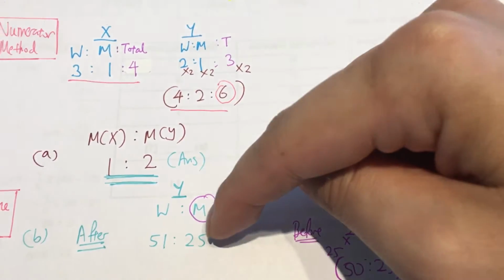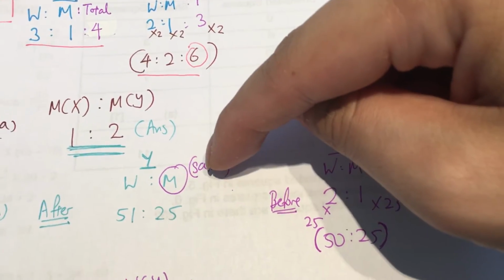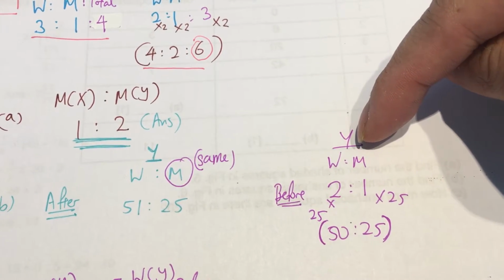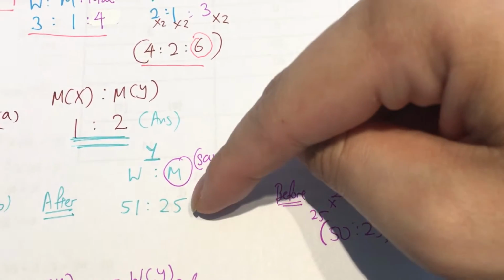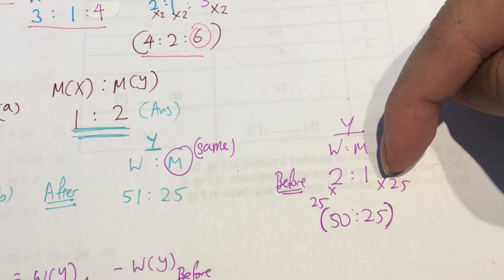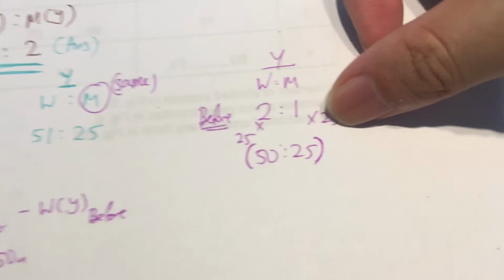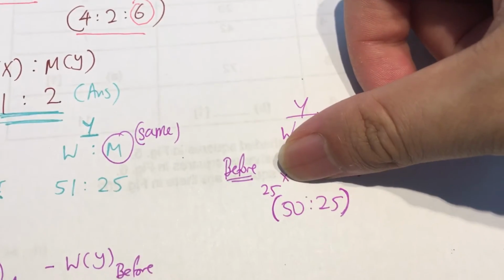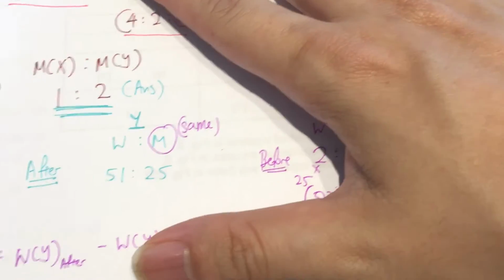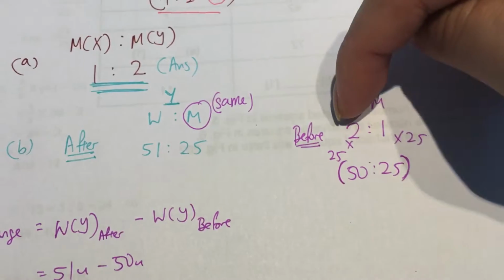Now, did you realize that the number of men didn't change? So since the number of men didn't change, it has to be made the same. So if this is 25, this should be made 25 as well. So I times 25 and I times 25 here. So it's 50 to 25. So we have after and before.